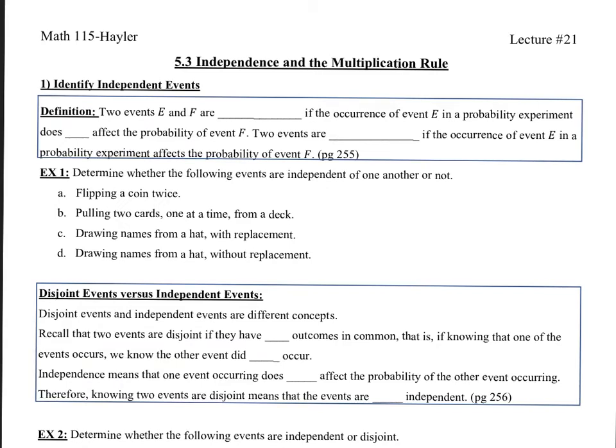Welcome to Lecture 2.1, 5.3, Independence and the Multiplication Rule. So the first objective: identify independent events.